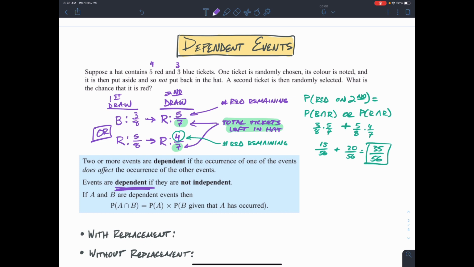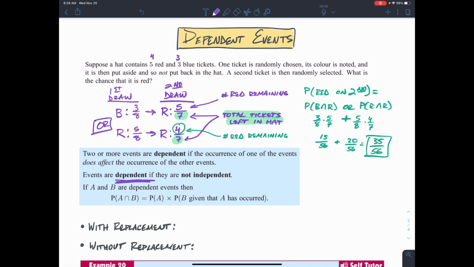Now, some of the key words that you'll see when you do this is with replacement. If you see with replacement, that means the events are independent, because if we put the ticket back in the hat, then the second draw doesn't matter. The first draw didn't matter, because if we replaced this ticket back in, we would still have 8 tickets in there. So there's no change. Nothing has happened here. But without replacement, that is our indicator that this is going to be a dependent event. And the dependent event means that the first event has changed the second event.